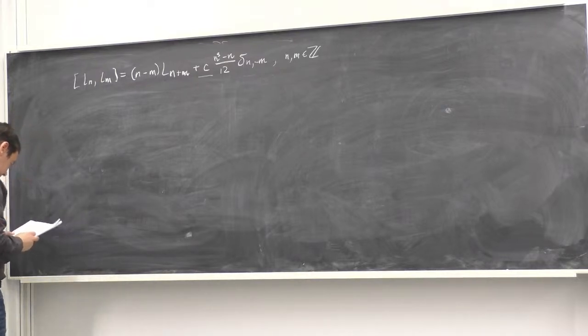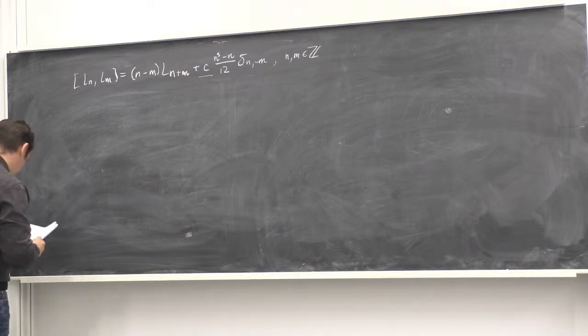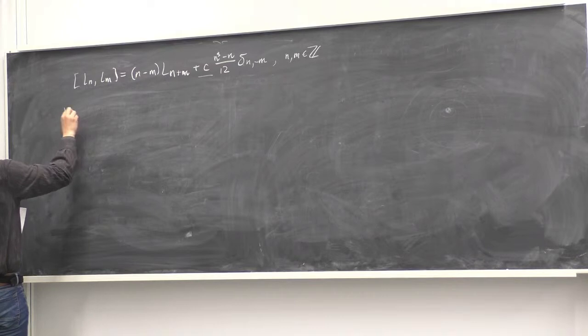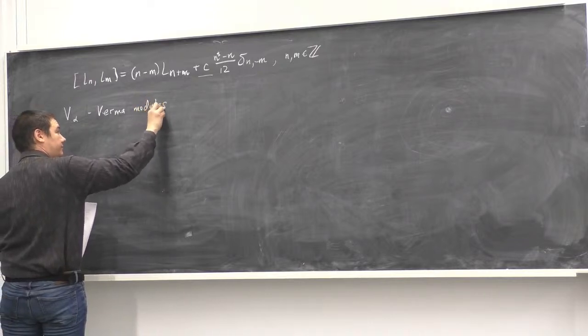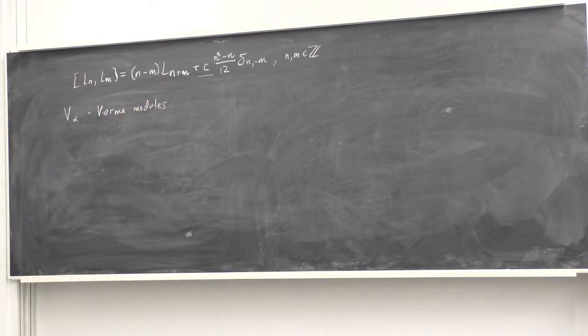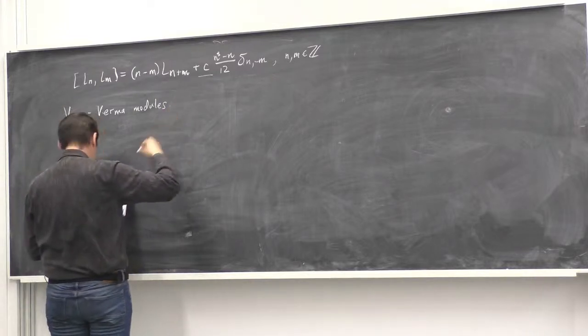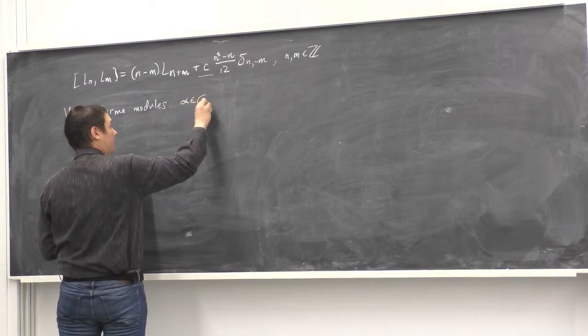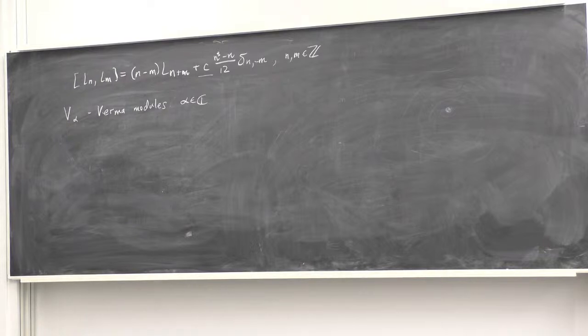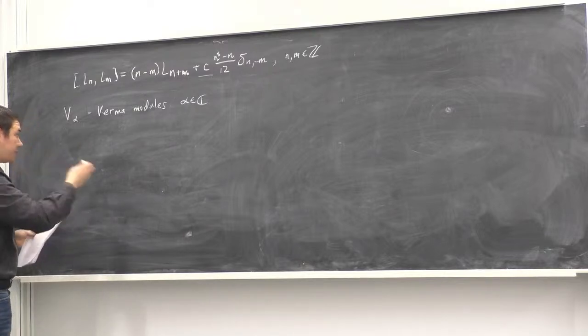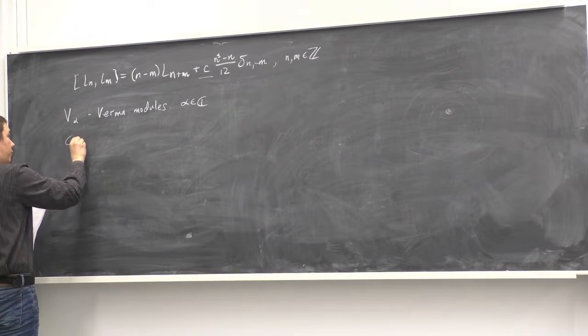It has many different representations, but one of the most important classes of representations is called V alpha, the Fermat modules. And these Fermat modules, they are classified by one complex number alpha. So for generic alpha, V is irreducible. And most importantly and beautifully, you can define something which is called co-product.